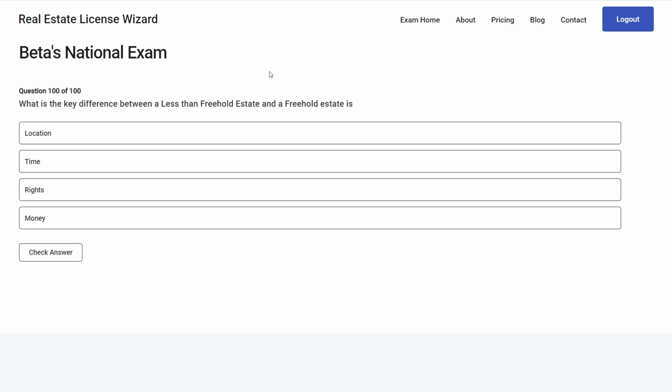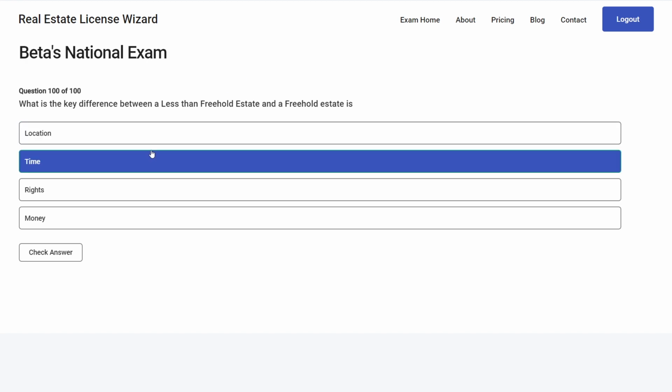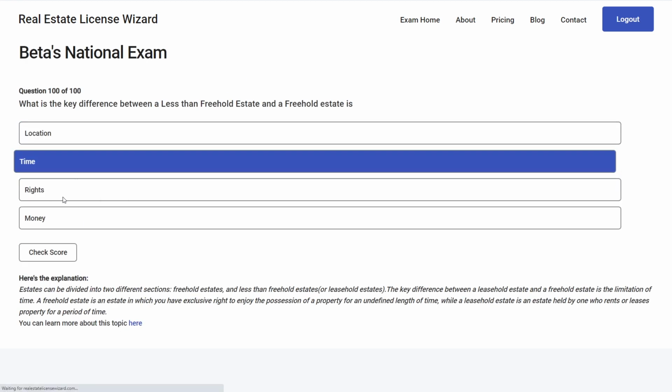Alrighty, did you guys come up with it? Hopefully. Correct answer for this one is time. Yes. So you might think it's rights, but it's time. And here's why. The key difference between leasehold estate and freehold estate is a limitation of time.